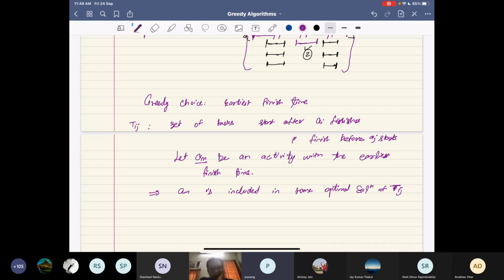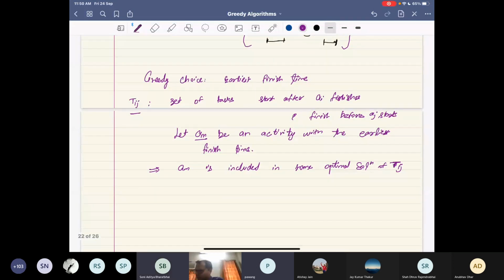Sir, does M lie between I and J, or is it completely arbitrary? No, M is not 1. I'm going back to my DP formulation. The Tij was defined, and AM is any activity that is in the set Tij. So of course, this will lie between I and J for sure, but this may not be just I plus 1.